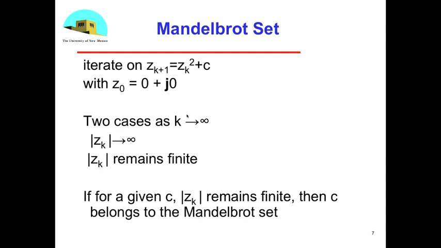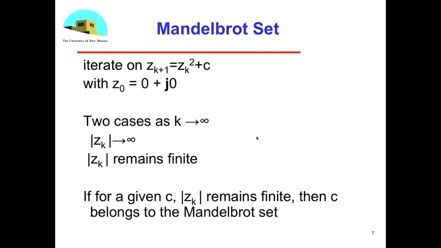And we have two cases that are going to happen. One, that as k gets large, the magnitude of the function goes off to infinity, and the other option is that it remains finite. In principle, you can't do this analytically, but you can do this numerically for any c that you want. If for a given c it doesn't go off to infinity, it stays finite, then we say c is a member of the Mandelbrot set.